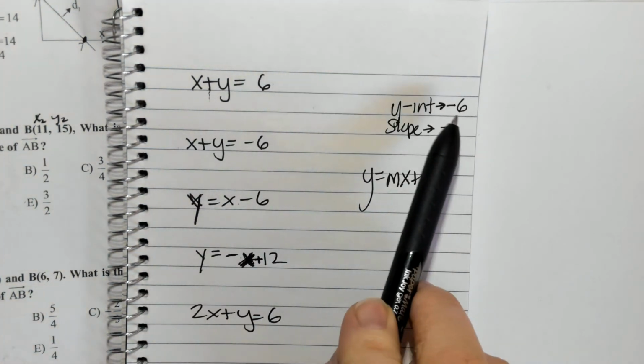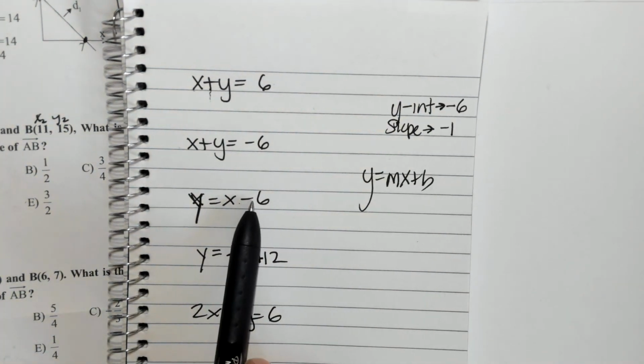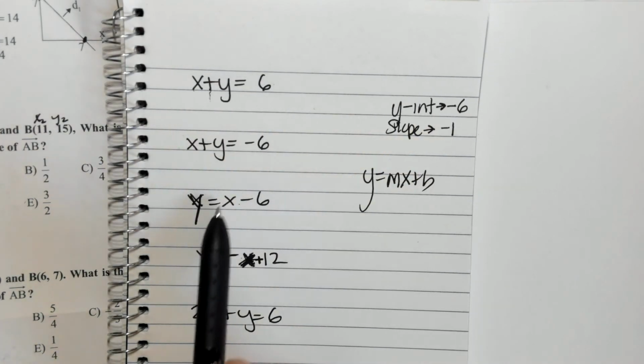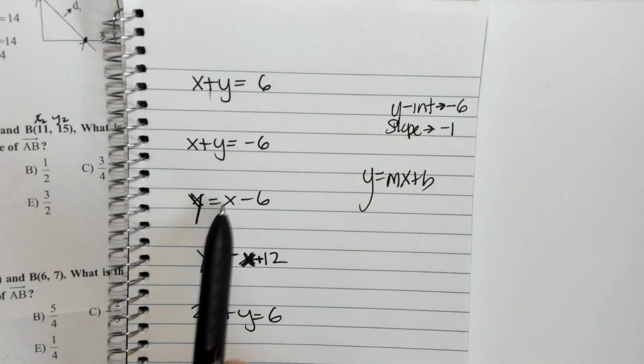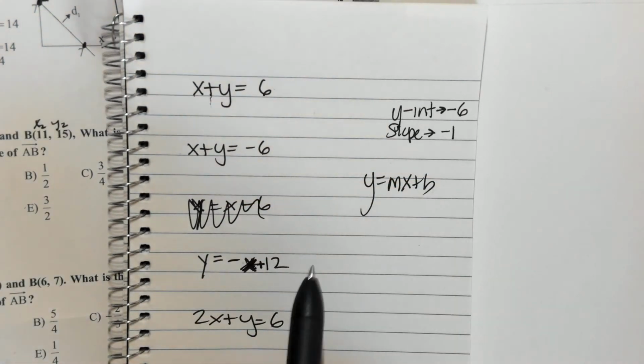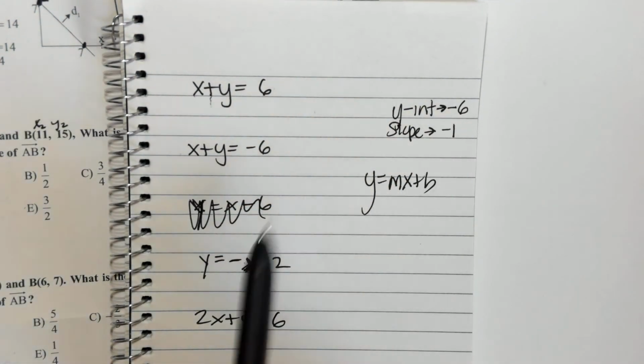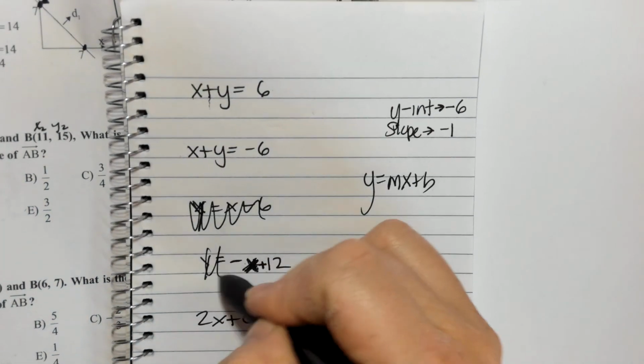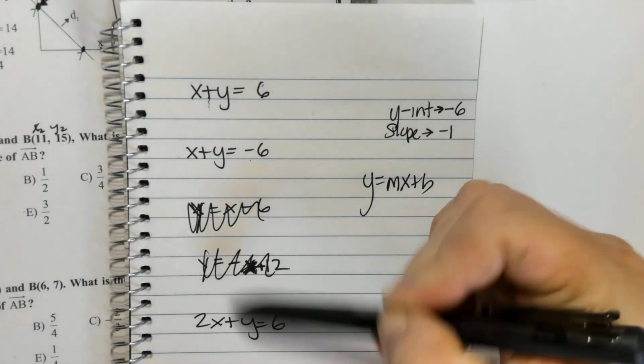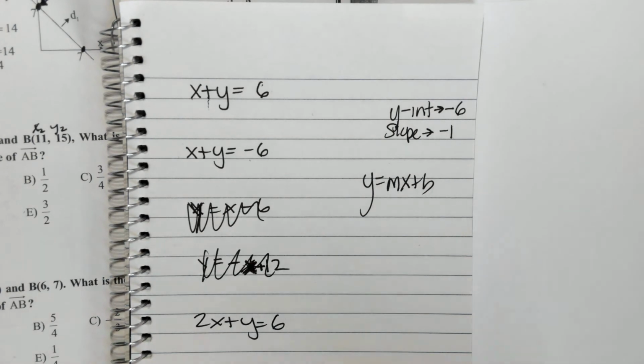Okay, so is the y-intercept -6? Good. Is the slope -1? That's a number in front of the x. It is not. C does not work. Is the y-intercept in option D -6? That's a number by itself. It is not. So I've got 3 options left, a 1/3 chance of getting this right.